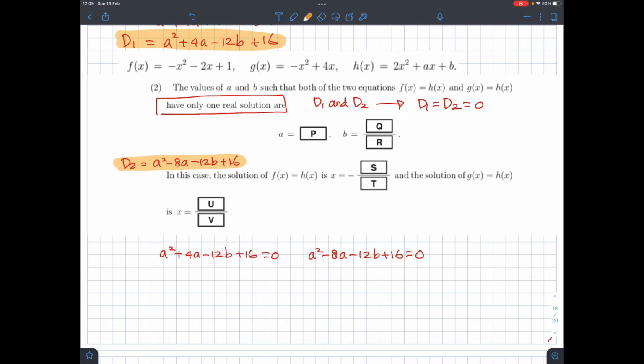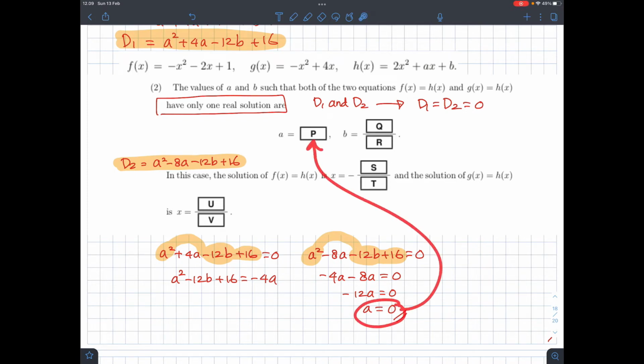Amazingly, you can see here a squared minus 12b plus 16 is very similar to this. You can find it as well. So here a squared minus 12b plus 16 equals minus 4a, and I replace this part with negative 4a. So negative 4a minus 8a equals 0, negative 12a equals 0, so I got a becomes 0.